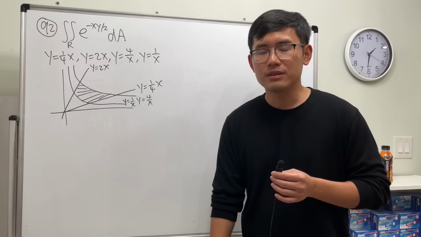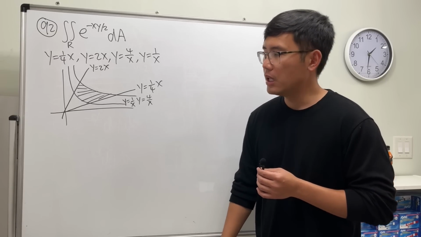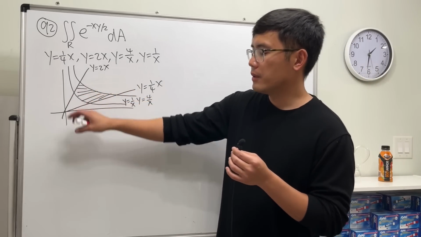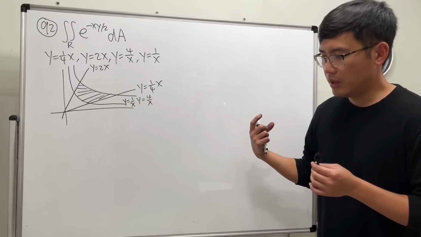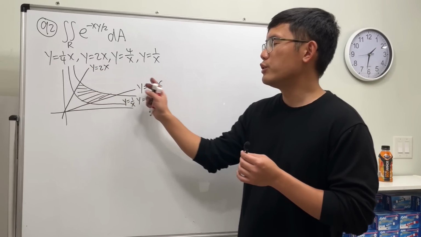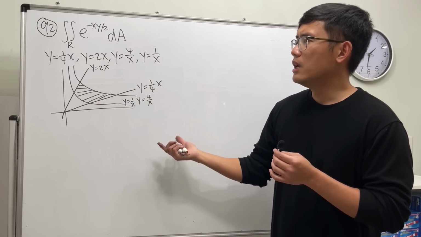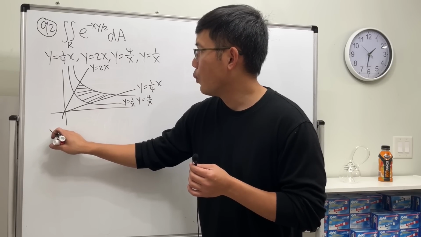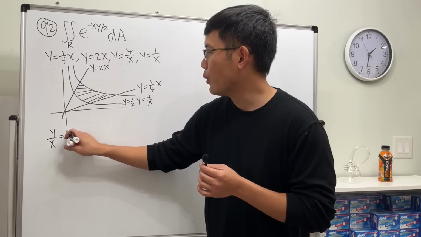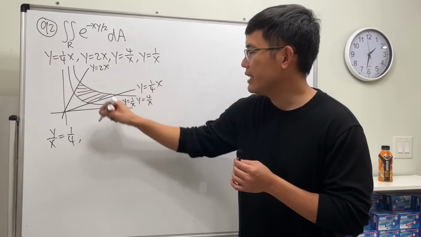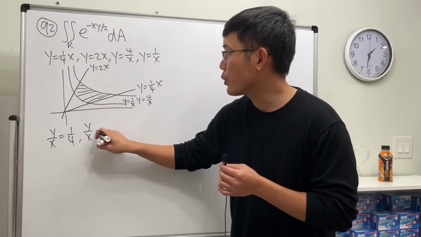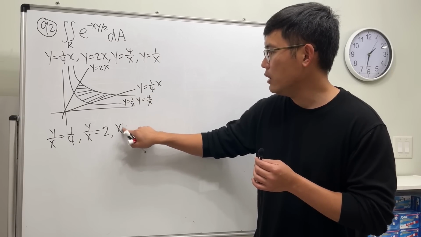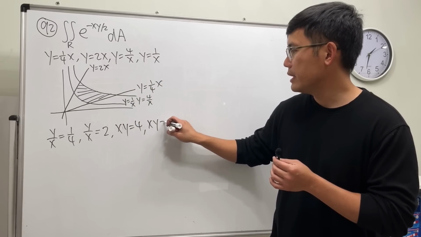Don't worry, there's something called the Jacobian that's going to help us. The purpose of the Jacobian is to help us change this crazy region into a much better region. I have all these equations written with y isolated, but if we don't do that, this right here is the same as saying y over x is equal to 1 over 4, and then dividing by x on both sides, y over x is equal to 2, and then multiplying by x on both sides, xy equals 4, and lastly xy equals 1.